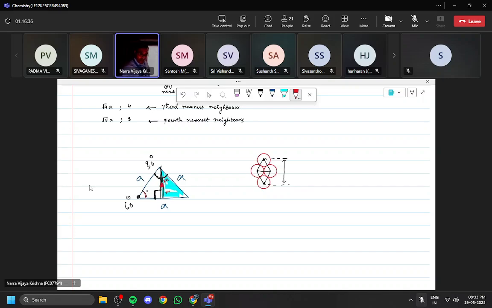Now what is this? This angle is 60, so I have to write sin 60. Sin 60 degrees equals opposite side h over hypotenuse a. Bring that a to this side. So what is the height? Root 3a by 2. So from here to here, what is the distance? Root 3a by 2. Root 3a. Correct? Any questions?